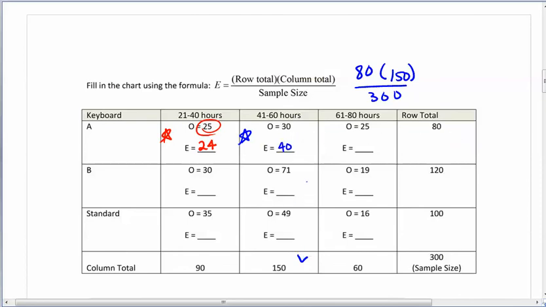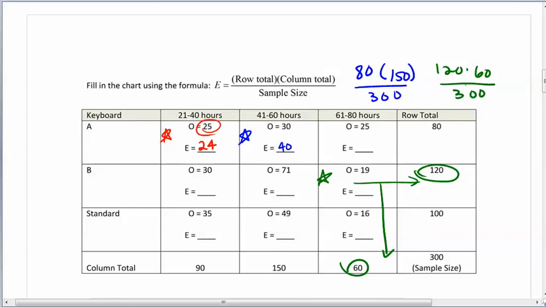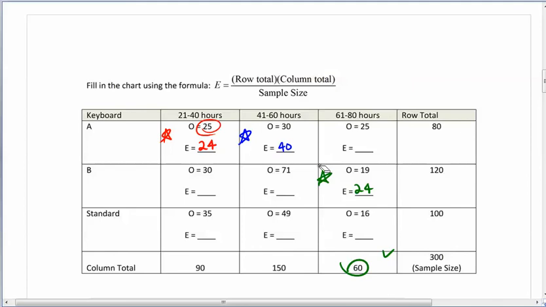Okay. I'll pick another cell, right in green here. I'll pick this cell. Okay. For this cell, our row total is 120. Our column total is 60. When we divide by 300, we actually get 24 again. Okay. So what I'd like you to do right now is go ahead and fill this chart in. Complete filling this in.